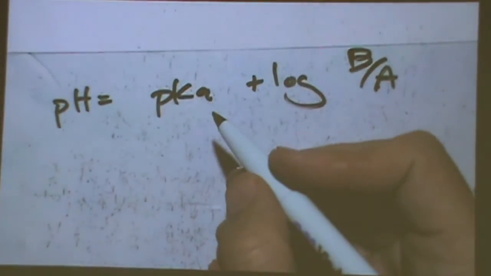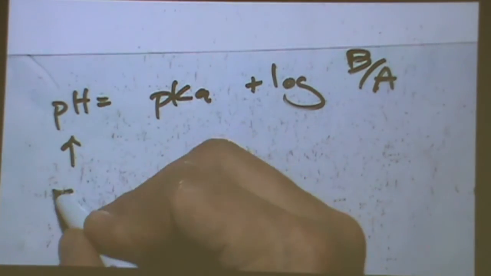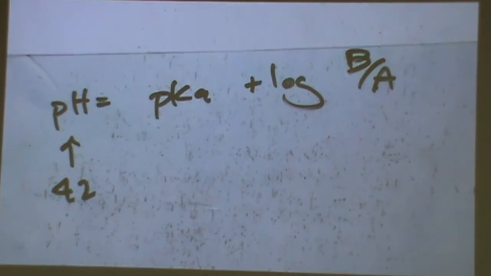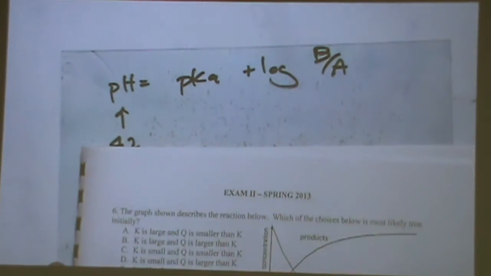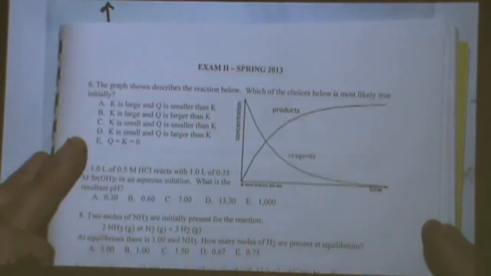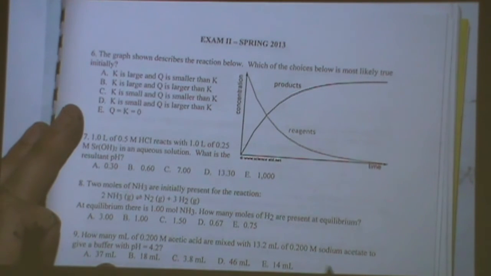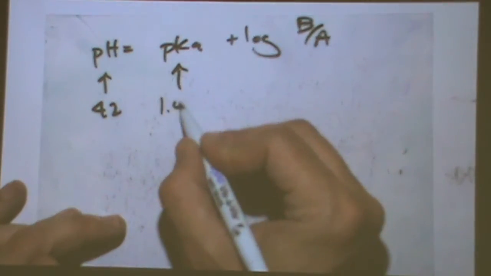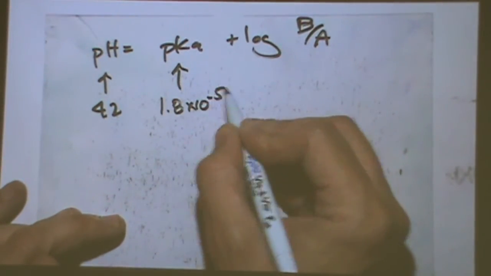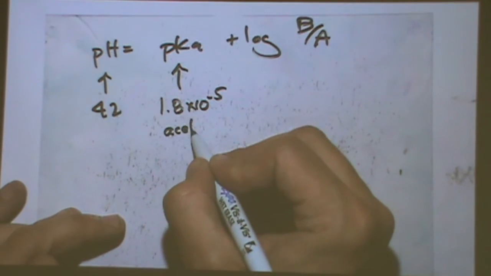Okay. It tells us in the question, this is 4.2. Let's just go in order here. It doesn't tell me pKa, but it does tell me number 9 that I have acetic acid and sodium acetate. What Ka am I looking for? It's the acetic acid Ka, the one for the acid. So on the back, if you look this up, it's 1.8 times 10 to the minus 5. That's for acetic acid.